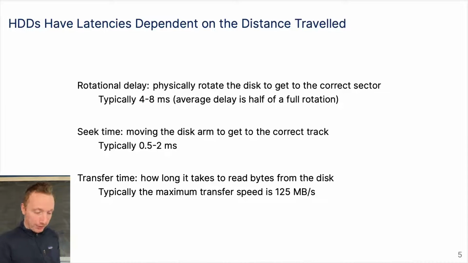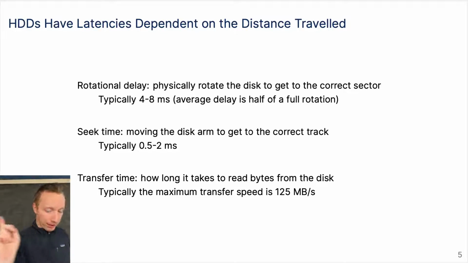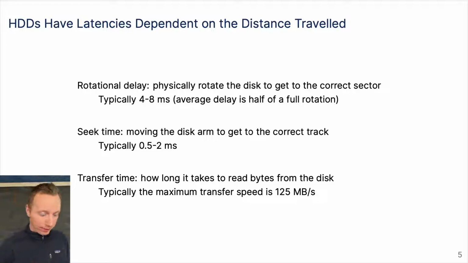But for most conventional hard drives, all their latencies are going to depend on the distance traveled because the thing's spinning and you have to move the head back and forth. So typically, it's going to have two types of delays. There's rotational delay, to physically rotate that disk to get to the correct sector. And this is where we actually know the numbers for milliseconds. So this makes sense why it's so slow, because it actually has to spin. Typically it'll be like 4 to 8 milliseconds to rotate the disk once around. And the average delay is going to be like half of a rotation if you're assuming it's random and fairly uniform.